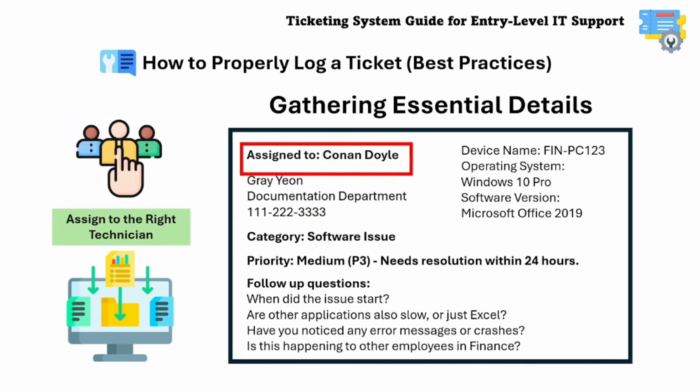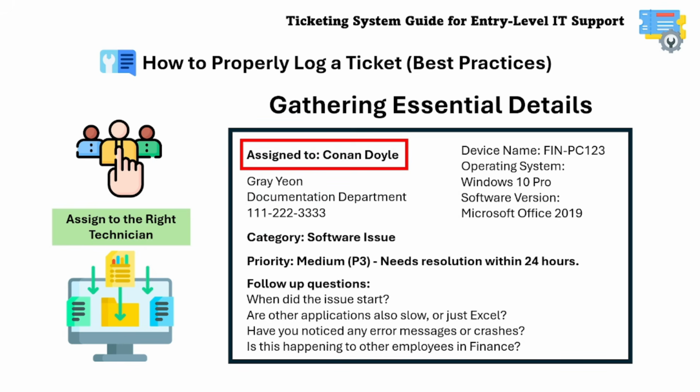Once you have enough information, you can assign it to the right technician. Help desk level 1 for initial troubleshooting. If the issue is not resolved after initial fixes, you can escalate to level 2.